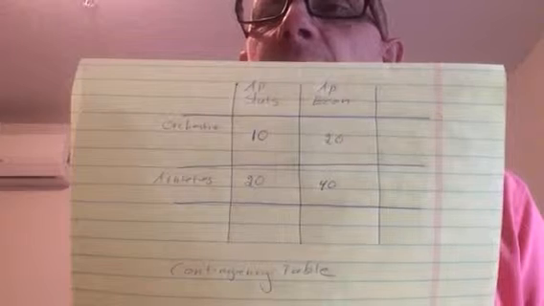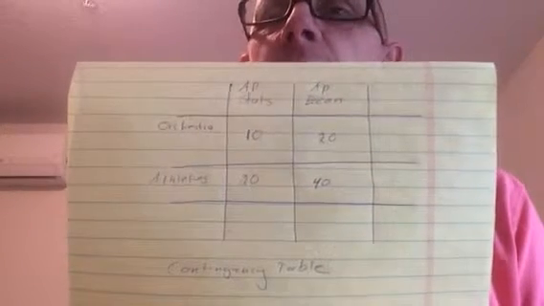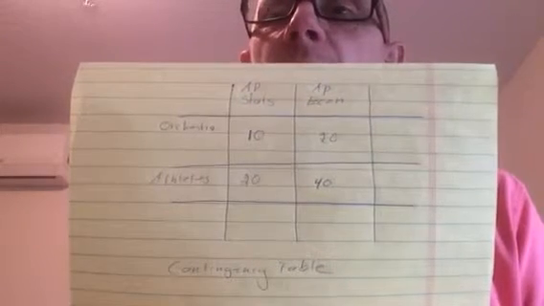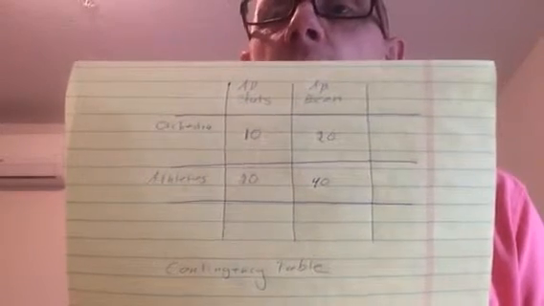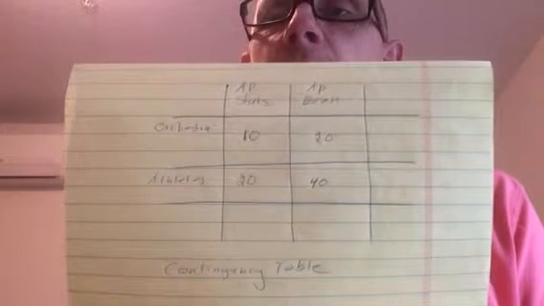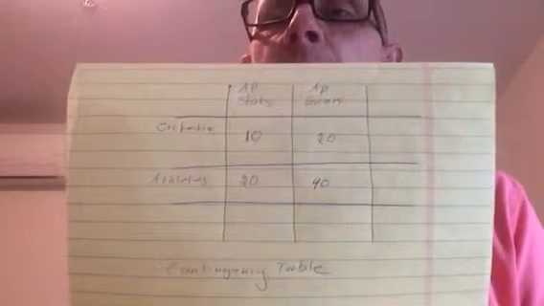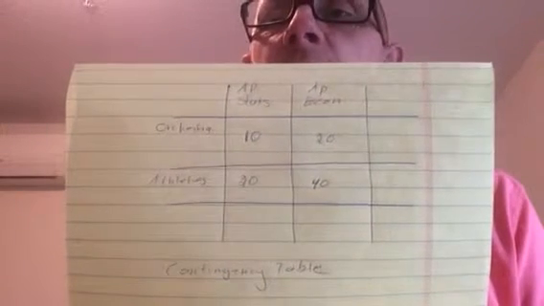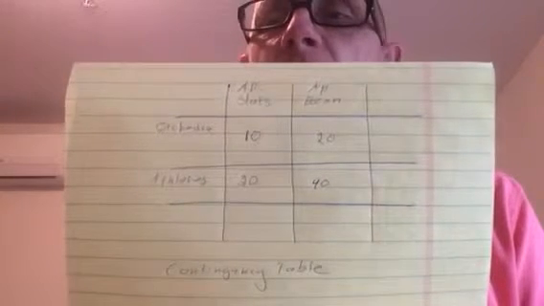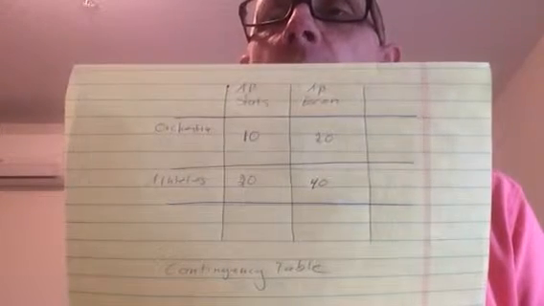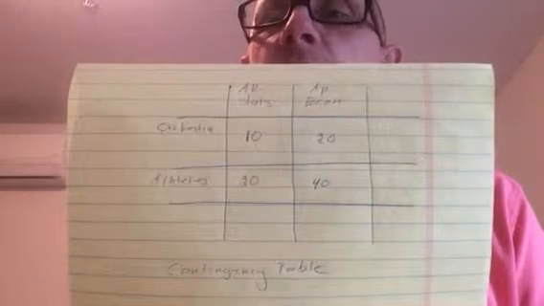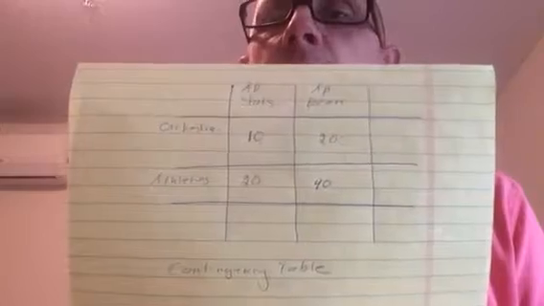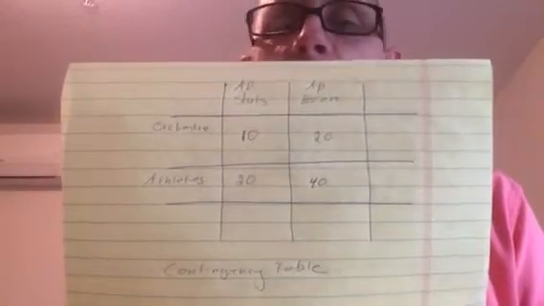10 took AP Stats and 20 were athletes. I'm reading this upside down. 20 took AP Economics and they were in the orchestra, and 40 took AP Economics and they were athletes. Now, if this was your sample, it would be hard to reject the null hypothesis that the variables are not related. It looks like about 1/3 of AP Stats students are in the orchestra, and 1/3 of the AP Economics students are in the orchestra.